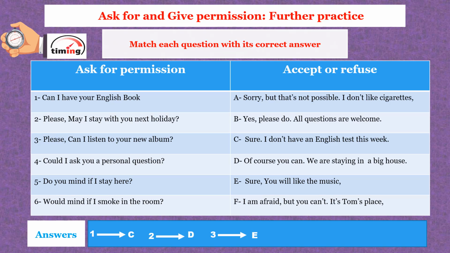4, could I ask you a personal question? B, yes, please do. All questions are welcome. And number 5, do you mind if I stay here? Letter F, I'm afraid, but you can't. It's Tom's place. And finally, number 6, would you mind if I smoke in the room? Letter A, sorry, but it's not possible. I don't like cigarettes.